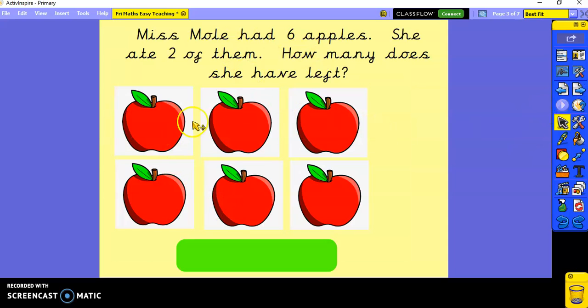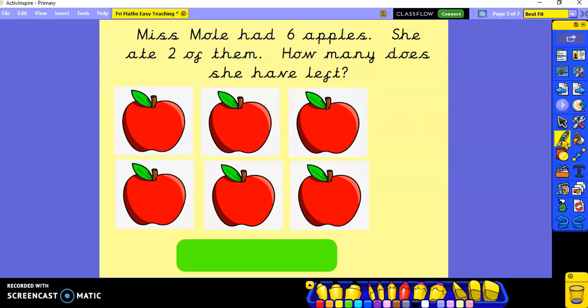So here is our word problem, and it's similar to yesterday's work where you've got some pictures to help you. Remember, you can find the numbers in the number sentence or in the problem at the top. So Miss Mole had 6 apples. And you can see those down below. 1, 2, 3, 4, 5, 6. So Miss Mole had 6 apples. She ate 2 of them. How many does she have left?